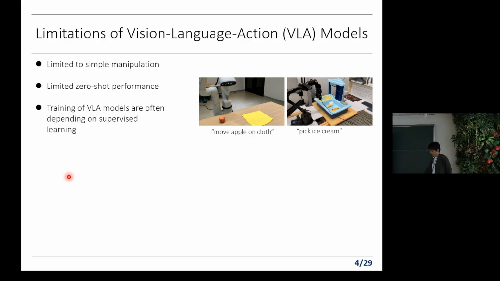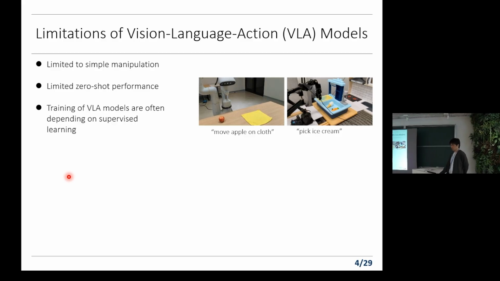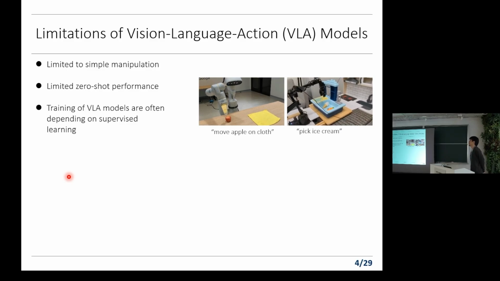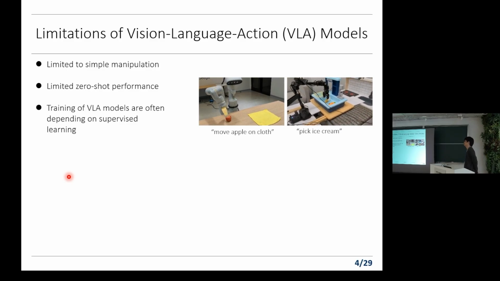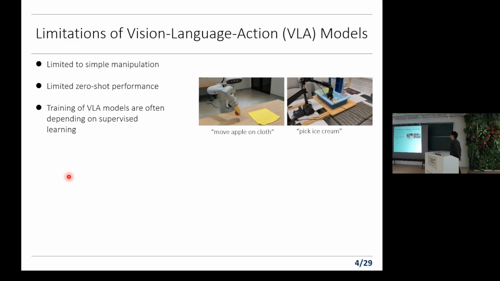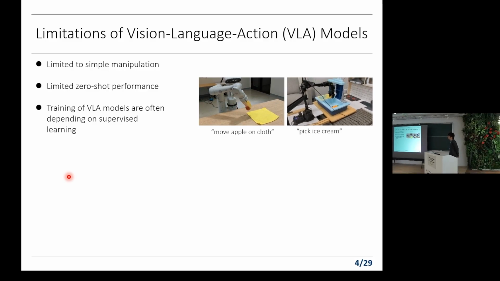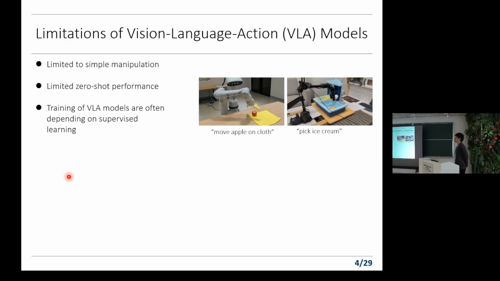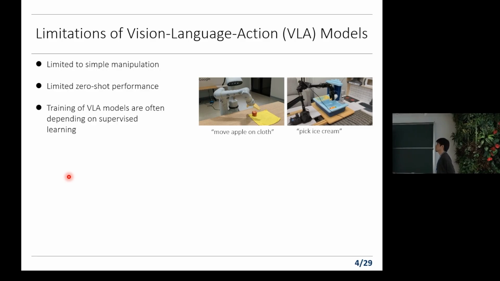So here are some videos of the demonstration using the VLM models. Here you can see that robots can be controlled with natural language, like move apple on clothes or pick ice cream or something. It actually works, but you can immediately see that the task is very simple, like picking up something, and also the gripper is just a 2-finger gripper, and this is just a single arm task.